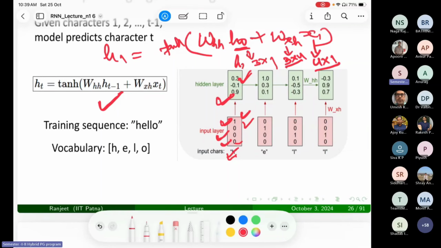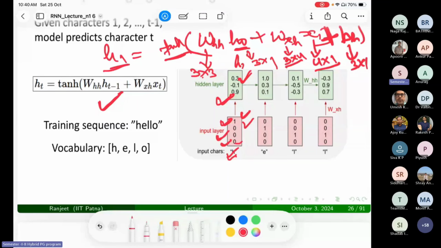And h0 is 3 into 1. So again, for Whh, what will be the dimension? 3 into 3 only, because it will multiply with the 3 into 1 vector and give you a 3 into 1 vector. And you will also be adding bias here, I just forgot it. So bh, and the bias will also have dimension 3 into 1. And all these things will be added.